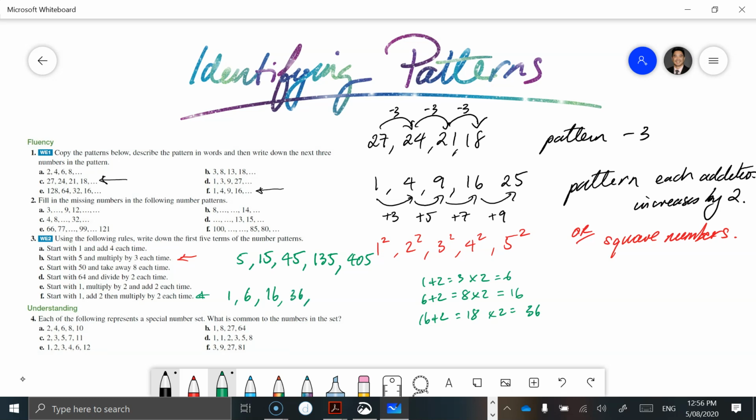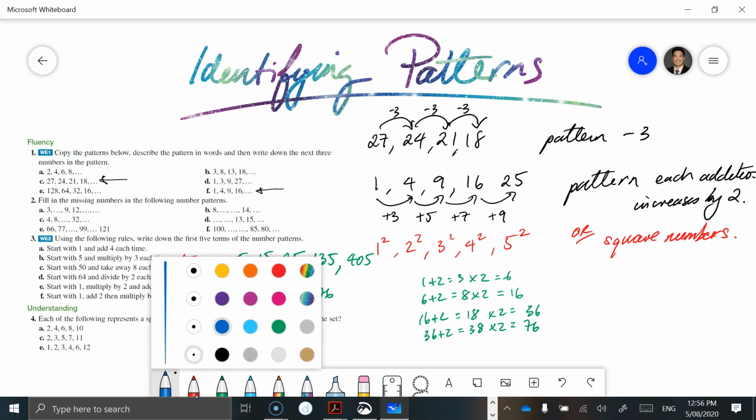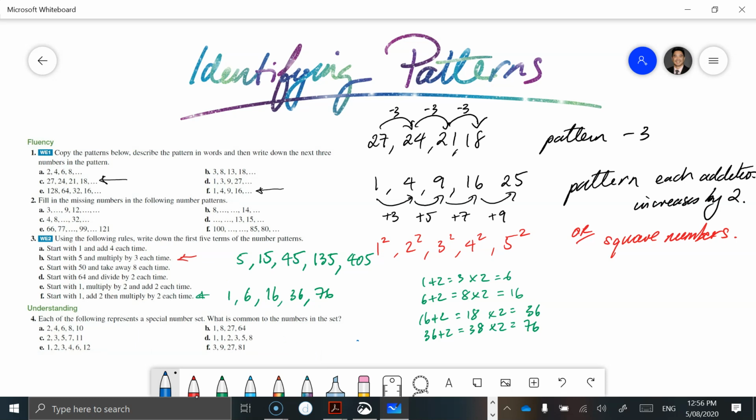Okay, and so you can see that because we're mixing addition or subtraction, division, multiplication, if you know your timetables really well, this process becomes a lot smoother and quicker for you. And then because we want the first 5 numbers, 36 plus 2 is 38. And then we're going to multiply that by 2. We're going to get 76. Okay. And then lastly, this is all just to do with finding patterns and working out patterns.